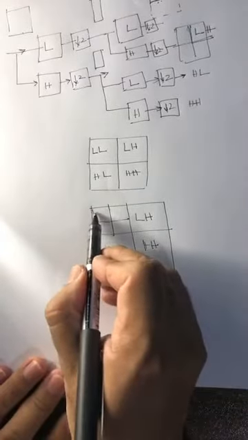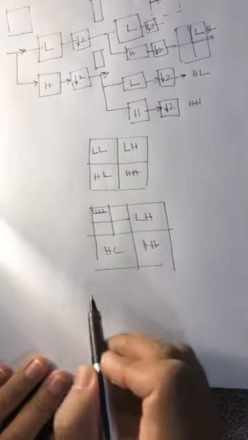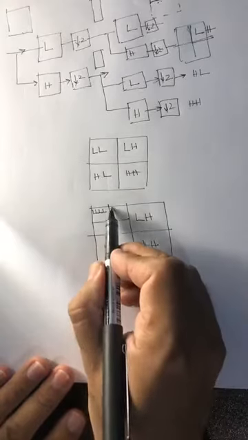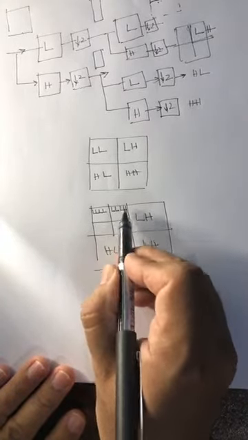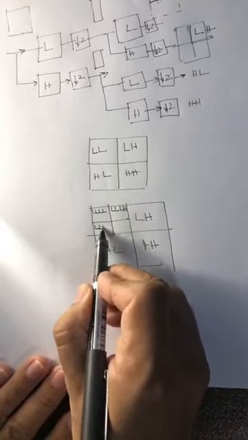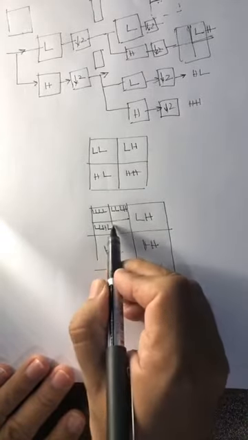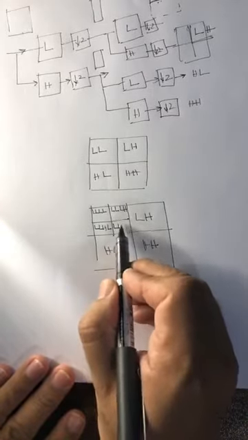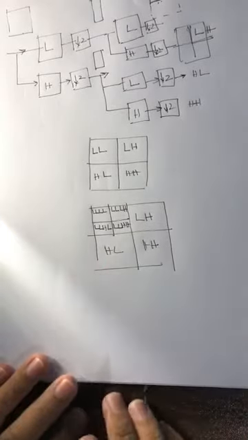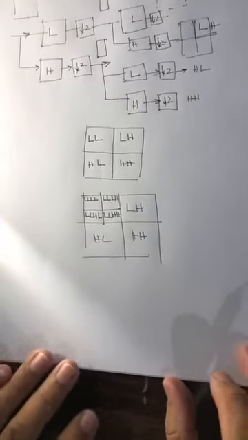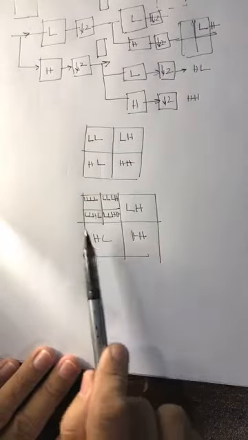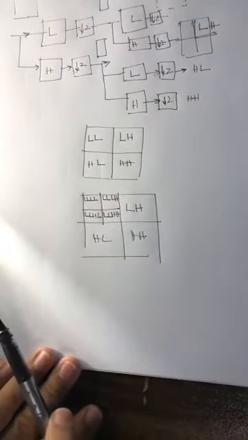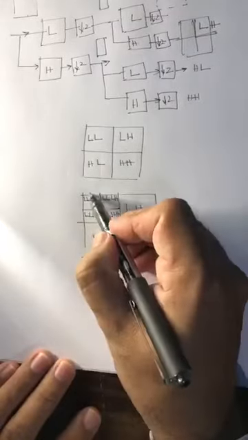This image is low, low, low, low. This image is low, low, low, high. This image is low, low, high, low. This image is low, low, high, high. See that? Now the same image is divided into 1, 2, 3, 4, 5, 6, 7 images. Then you again take this image.